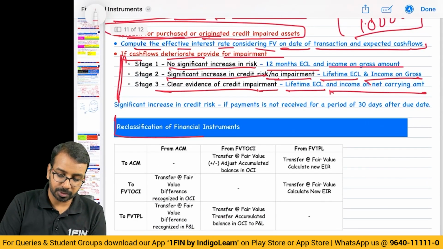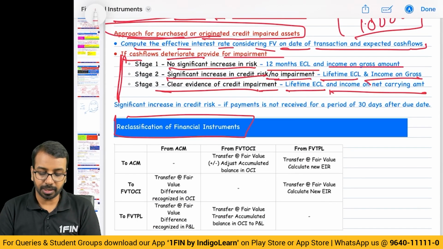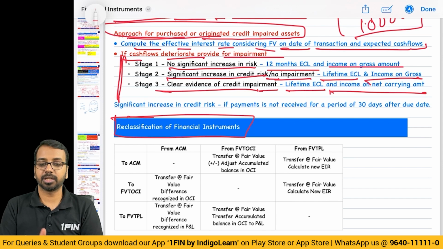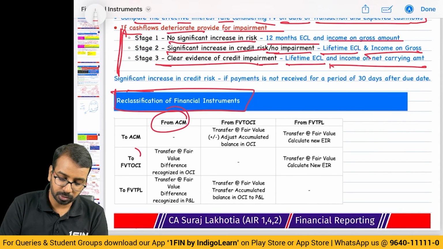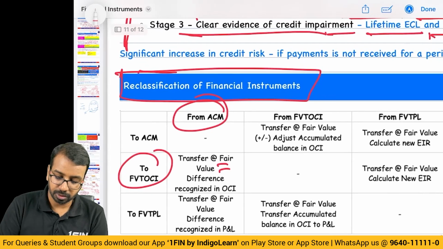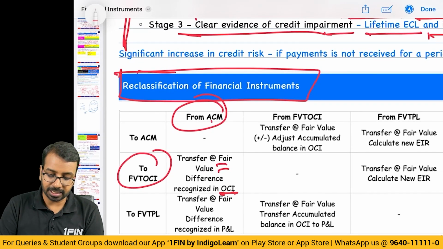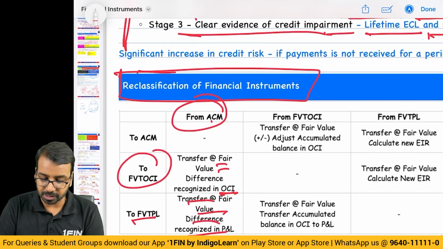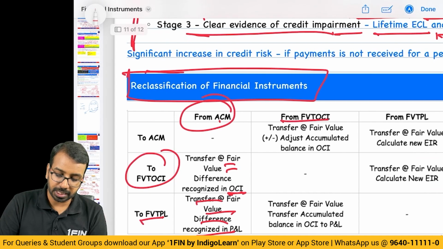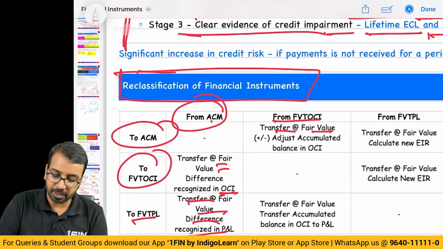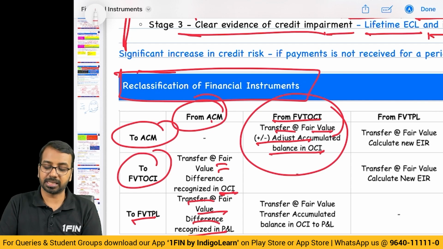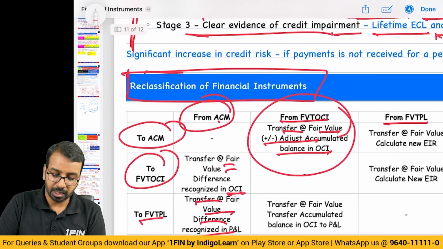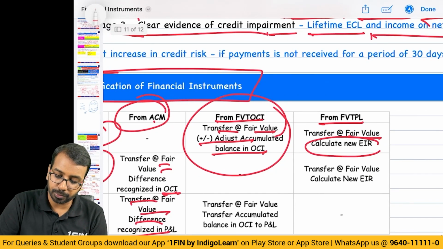Then we have a concept of reclassification of financial instruments. Now, as far as reclassification of financial instruments is concerned, from AC (amortised cost) to FVTOCI, transfer at fair value, difference is recognized in OCI. AC to FVTPL, transfer at fair value, difference in P&L. FVTOCI to AC, transfer at fair value plus or minus accumulated balance. So this again will bring it back to the AC balance only. From FVTPL to AC, transfer at fair value, compute new EIR.